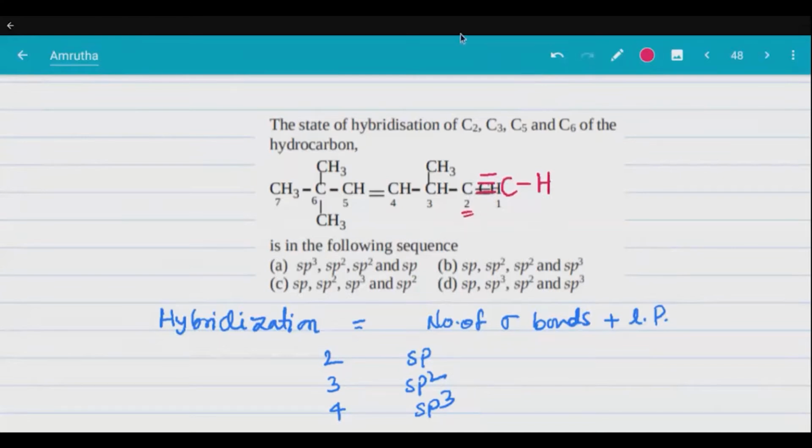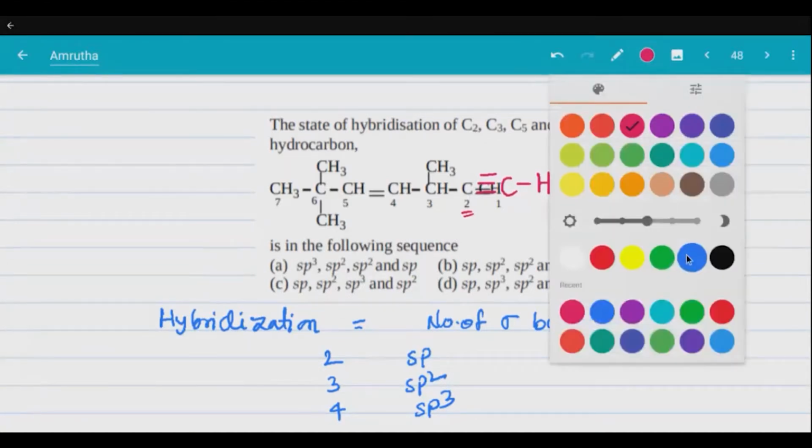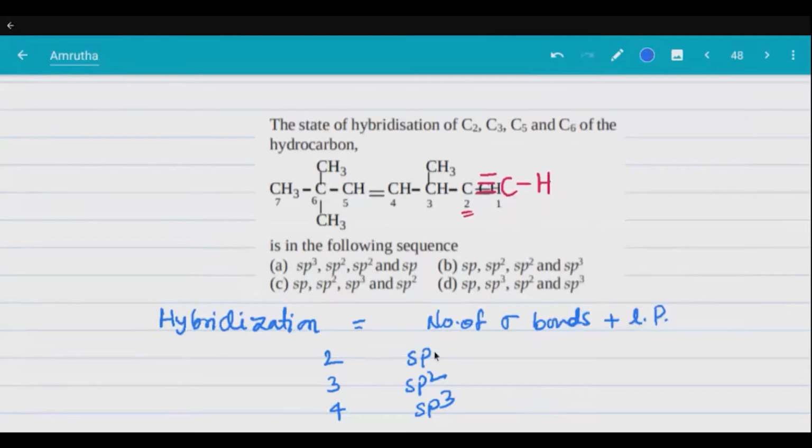How many sigma bonds are there for the second carbon? Yes, that should be a triple bond. Okay, fine. So look at this. How many sigma bonds are there for the second carbon? 2, right? Right side and left side, 2. So the number of sigma bonds is 2, and there is no lone pair. All 4 bonds are used, all 4 valences are completed. So C2 must be sp. Now look at C3.